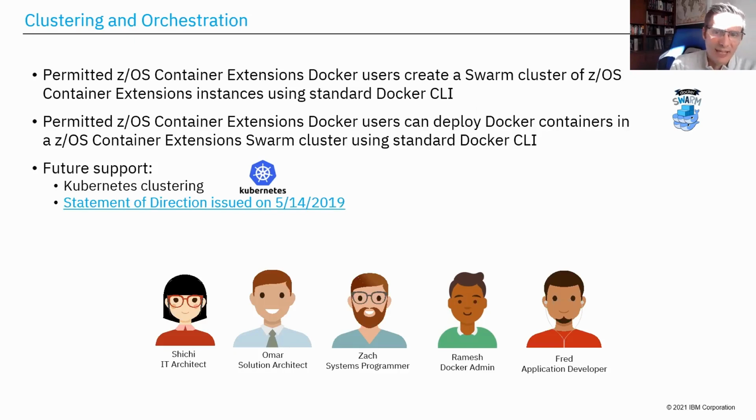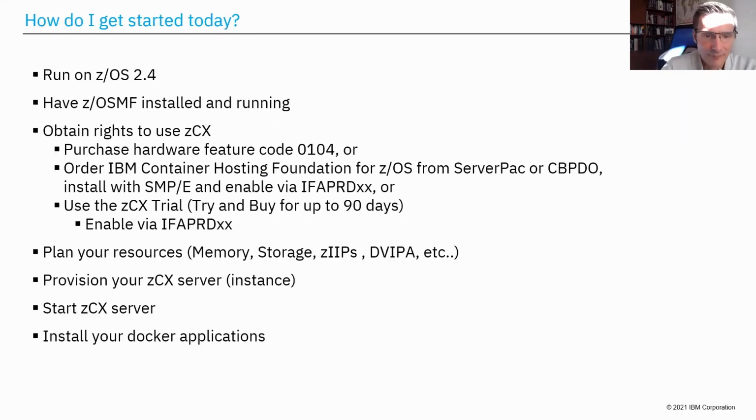Now, we understand that this Docker Swarm does not include Kubernetes clustering. So a statement of direction was made close to the time of GA of 2.4 and of ZCX that there would be a Kubernetes solution. Stay tuned for that. There's going to be more information coming out soon about support for that. So there is a direction that eventually these applications running in ZCX will be able to take advantage of Kubernetes-like clustering.